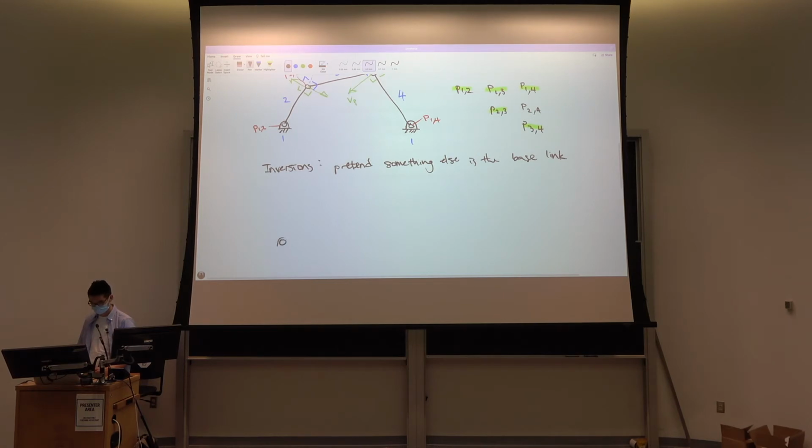So if I redraw the mechanism here, but this time I take link 2 as the base link. And what used to be, oh geez, it's hard to draw straight lines here. What used to be the ground link is now a free moving link. So now the mechanism looks something like this, right? It's the same mechanism, but instead of link 1 being the ground link, I've made link 2 the ground link.